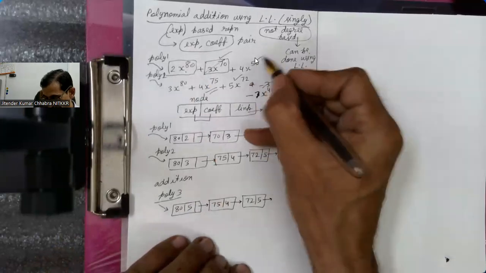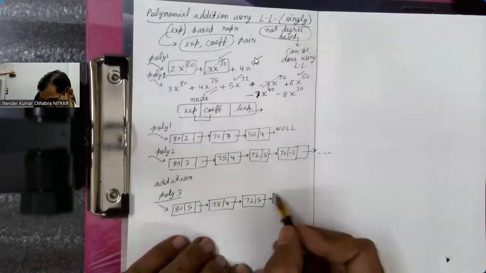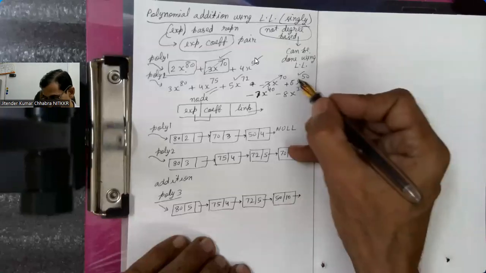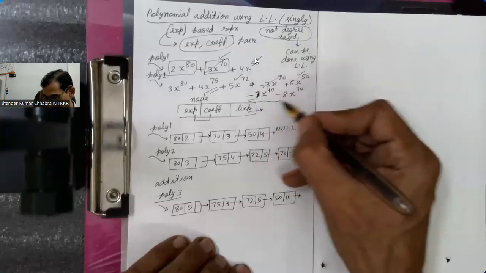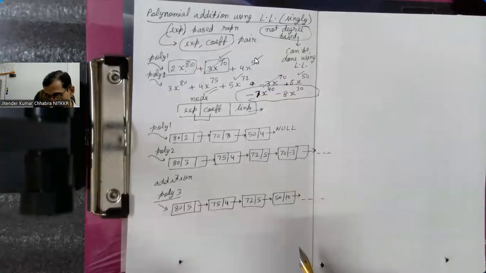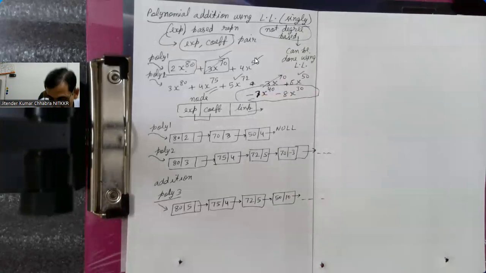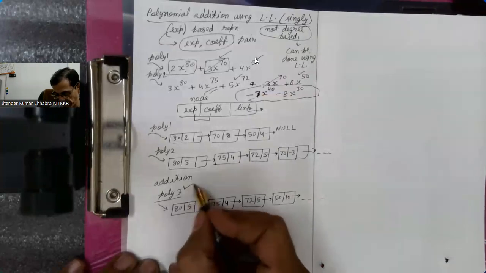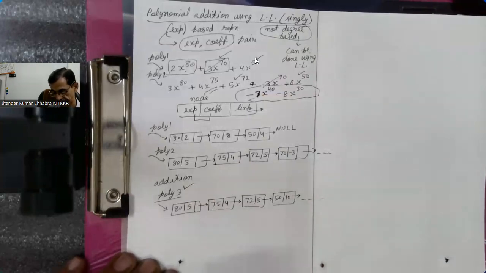After that, the 50 term is there, so 6 plus 4 is 10, so 50 with 10 as the next value. After this, all the remaining terms stay as they are. So decreasing order of exponents is guaranteed, and that is the assumption of the polynomial. And I want this polynomial 3 to be generated.